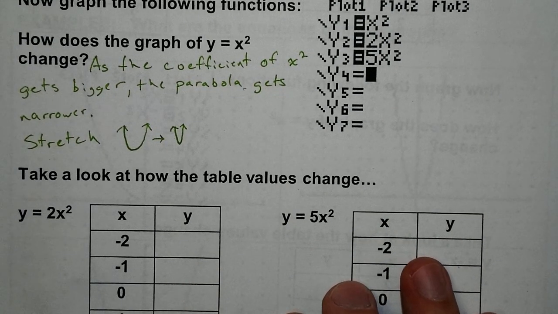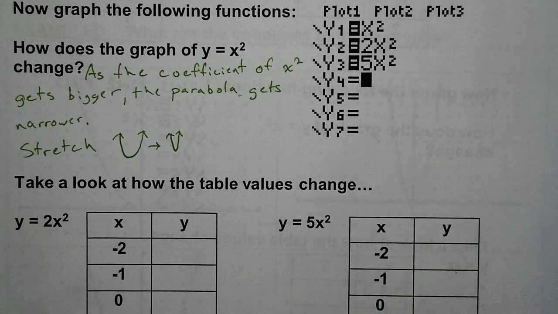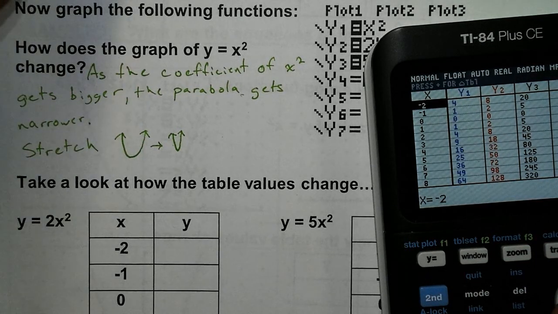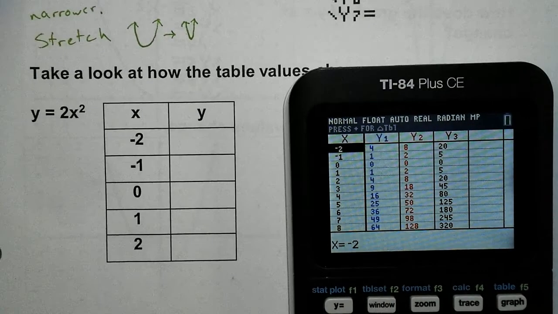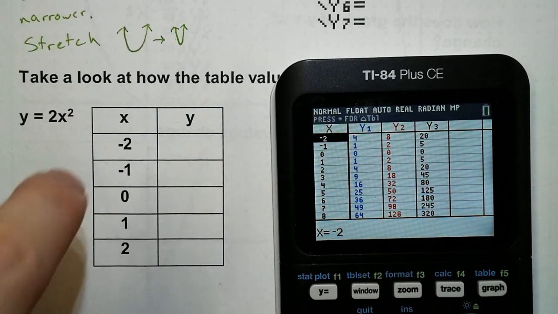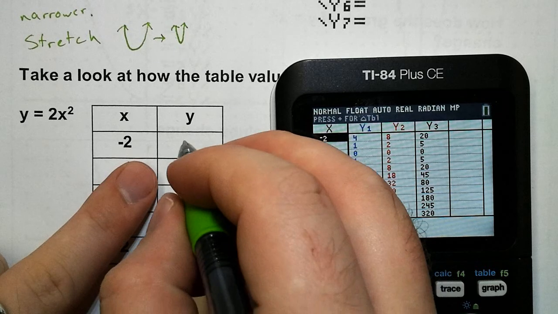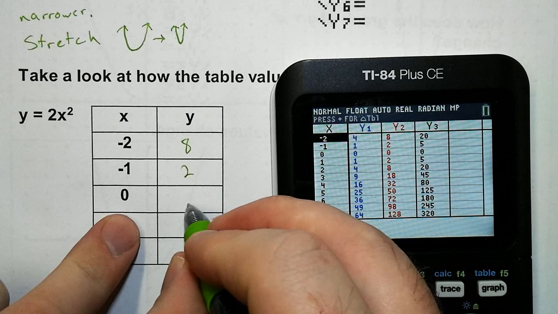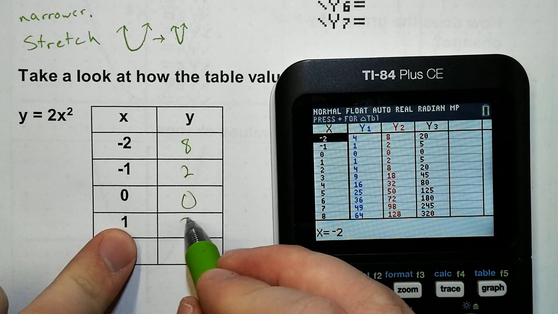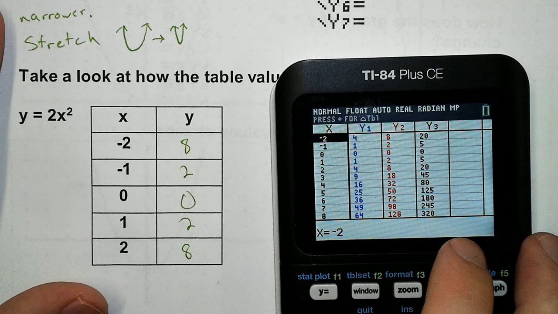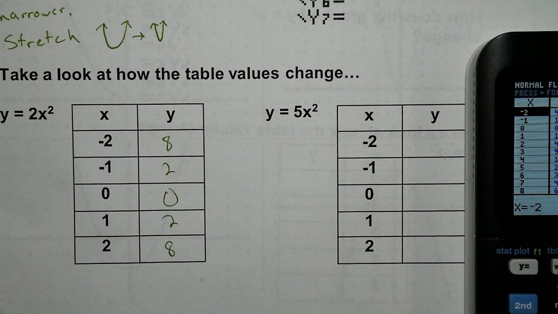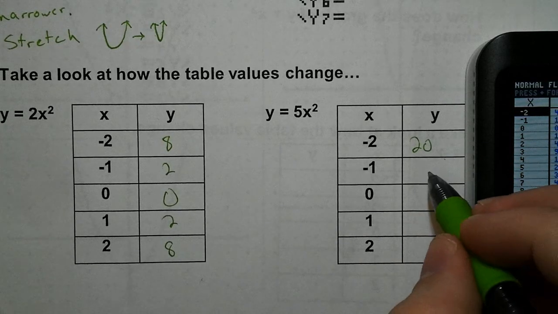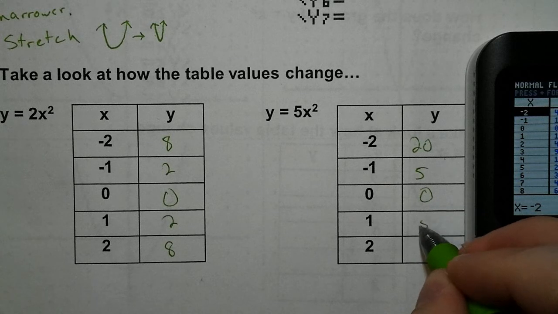Now it says look at the table values change. So we're going to go into our table. So second graph, pull up the table. Now we already have the blue one done. Let's move on to the red one, which is 2x squared. So at -2, this is 8. This one is at +2, 0, 0, and then 2 and 8. At 5x squared, this one is at 20, at 5, 0, 5, and 20.